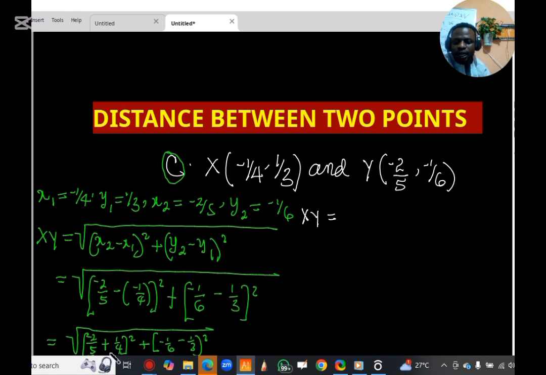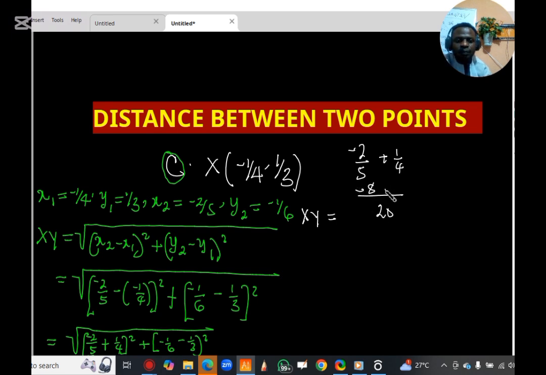Okay, let's simplify negative 2 over 5 plus 1 over 4. LCM is 20. 5 into 20 is 4, 4 times 2 is 8, so it will give minus 8. Plus 4 into 20 is 5, 5 times 1 is 5. So minus 8 plus 5 is minus 3 over 20. So the whole of this is minus 3 over 20 all squared.